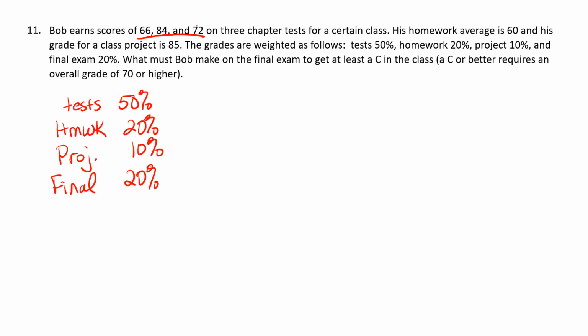So the first thing we need to do is figure out his test average. And to do that, you have to add those three numbers and divide by 3. So 66 plus 84 plus 72 all over 3. You add that up.